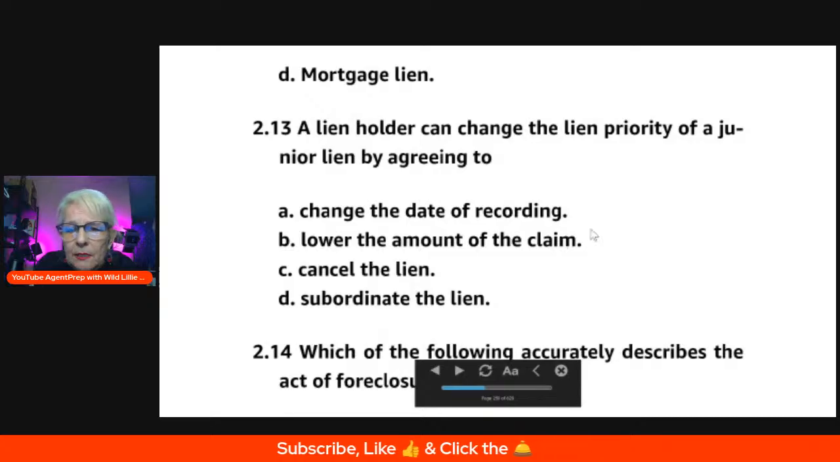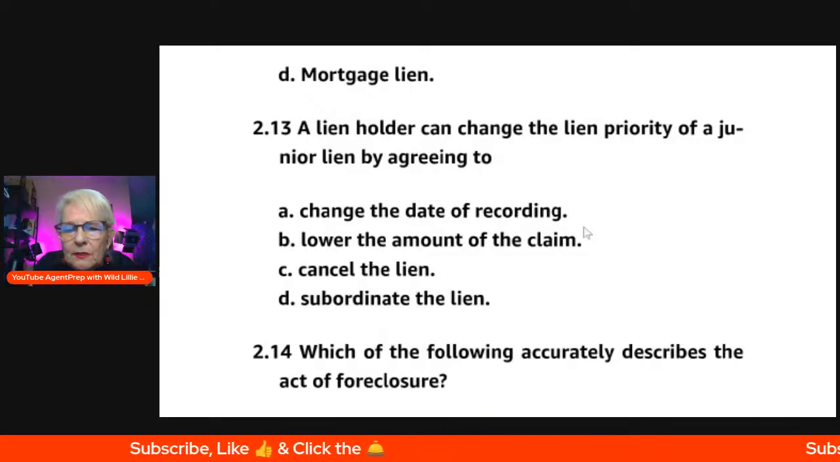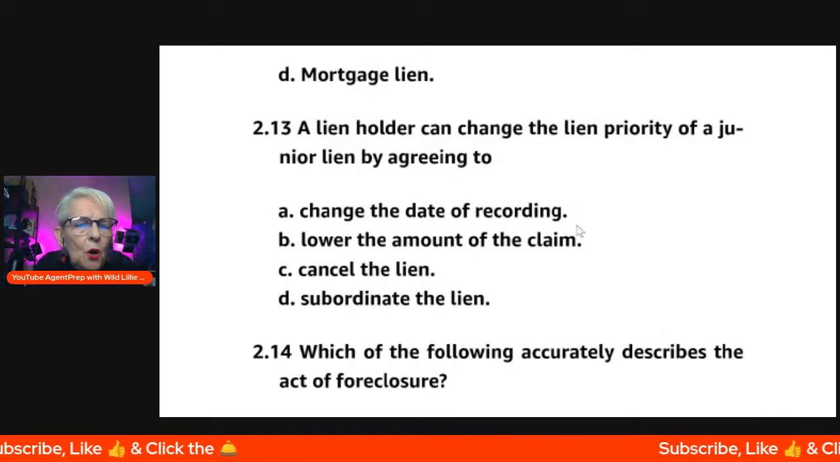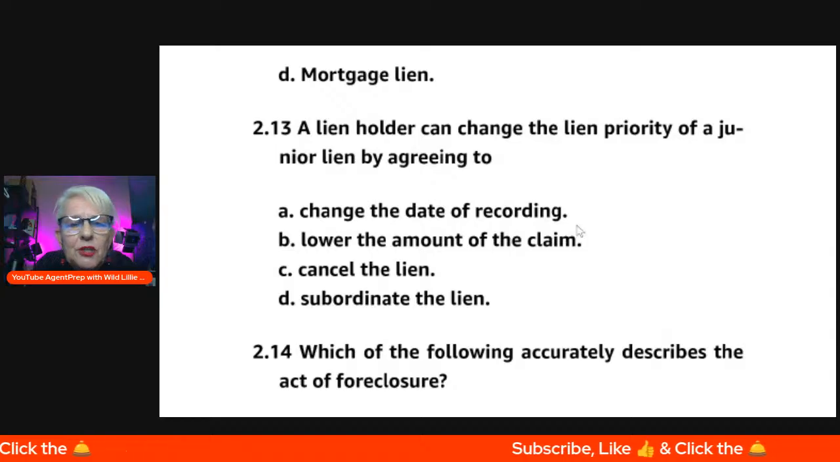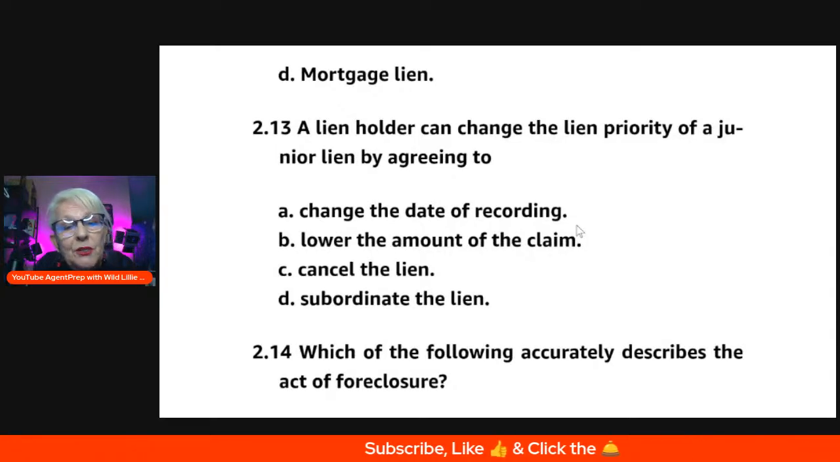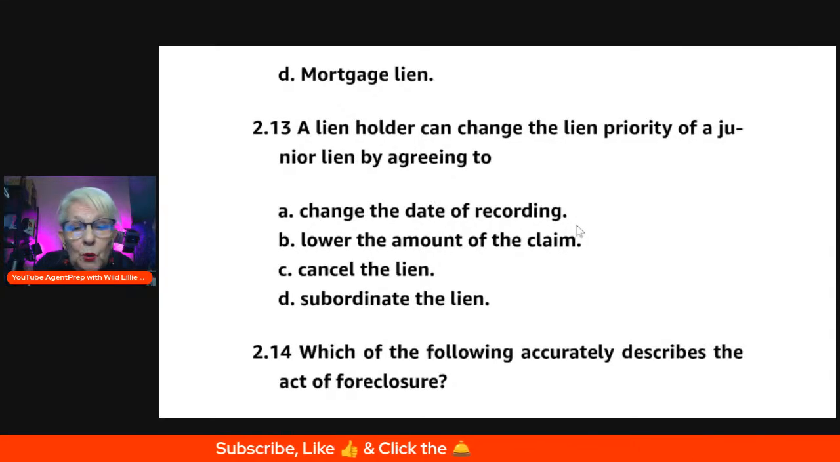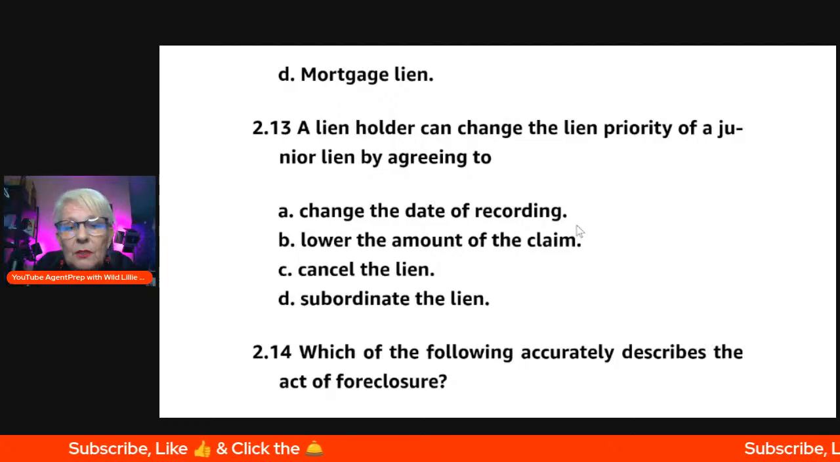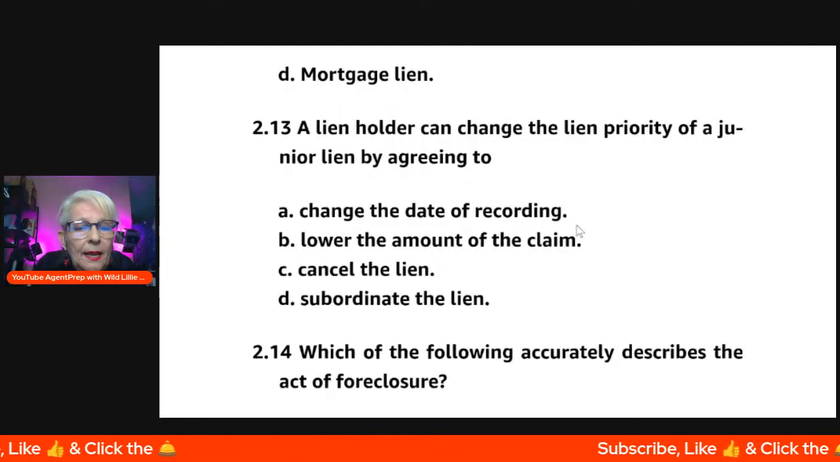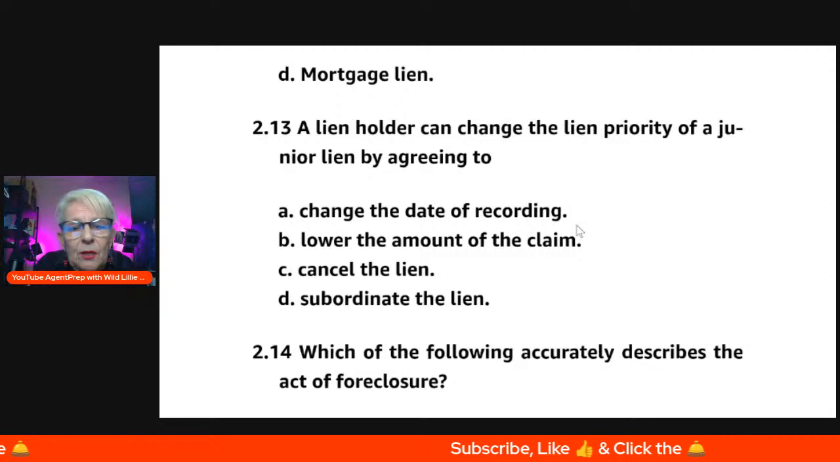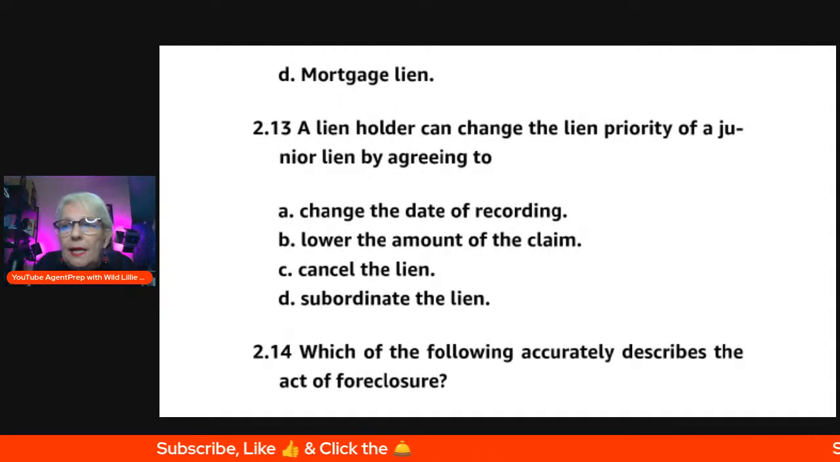Okay, number 13. A lien holder can change the lien priority of a junior lien by agreeing to what? Who's the lien holder? What's a lien priority? What's a junior lien? A, change the date of recording. B, lower the amount of the claim. C, cancel the lien. Or D, subordinate the lien.